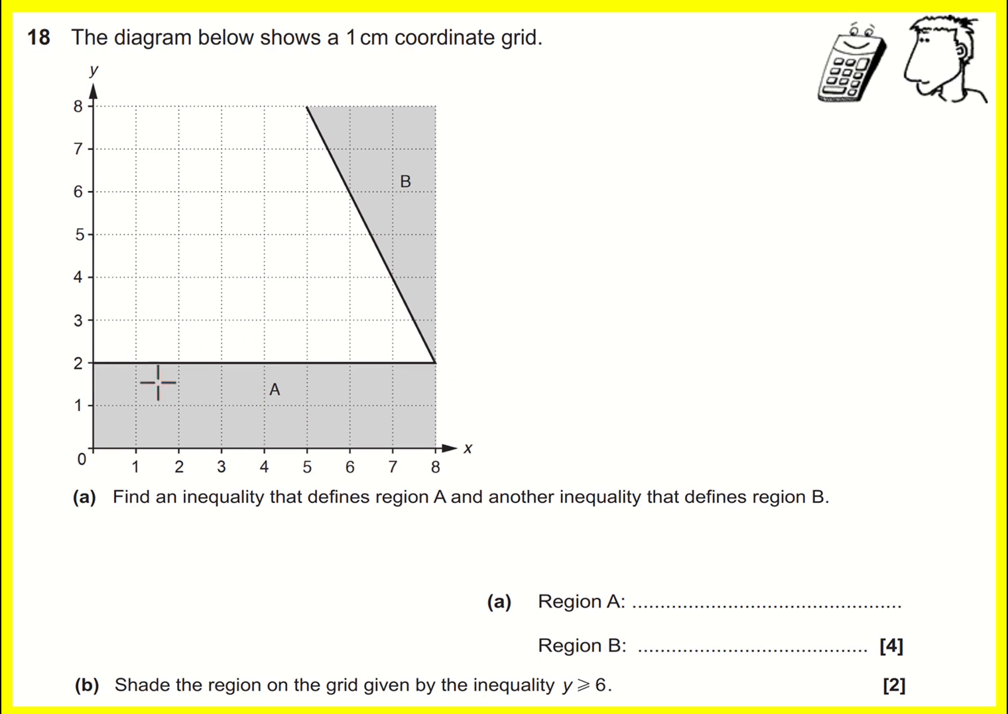This is a horizontal line, and this line itself, if we just focus on it, is y equals 2. So region A will be everything that's less than that, and it's going to be y is less than 2. However, because this is a solid line, rather than a dotted line, it also includes 2, and therefore it's going to be y is less than or equal to 2. Really important to know that.